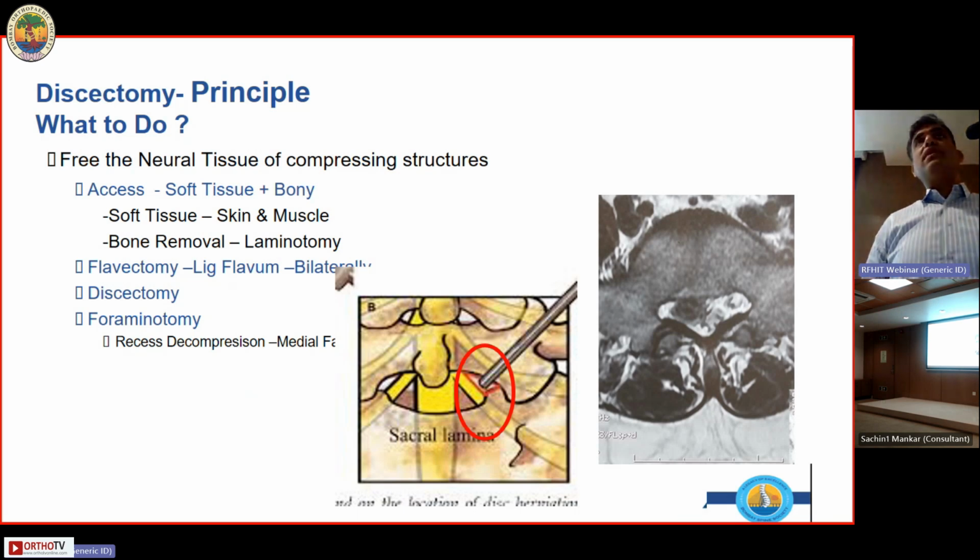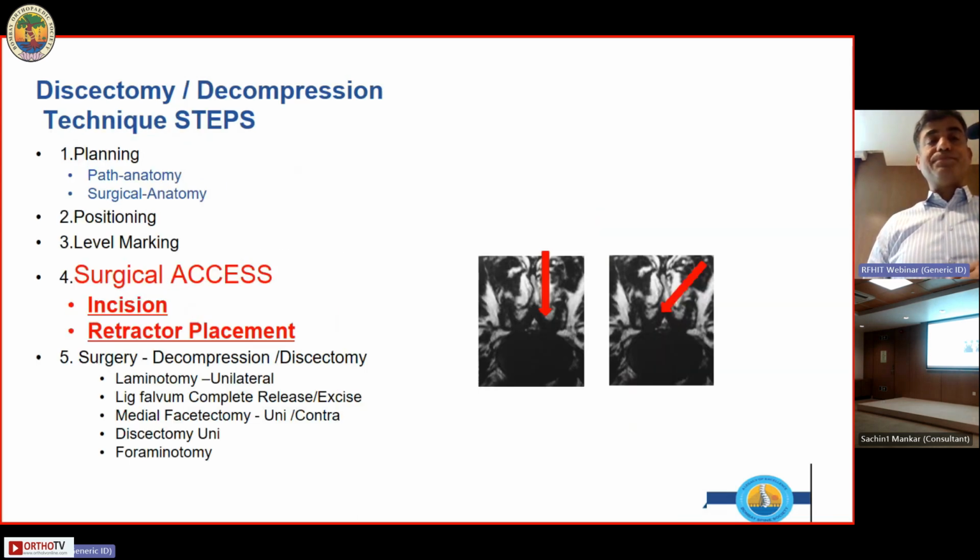Sometimes if there is a concomitant lumbar canal stenosis, you may want to add a decompression surgery on ipsilateral or contralateral side as well. And the steps to these surgeries are fairly simple. As we see, the step 1, 2, 3, and 5 remain same. In any technique you do, the positioning, the planning, the level marking, it has to be absolutely precise and same, which we will see in detail also.